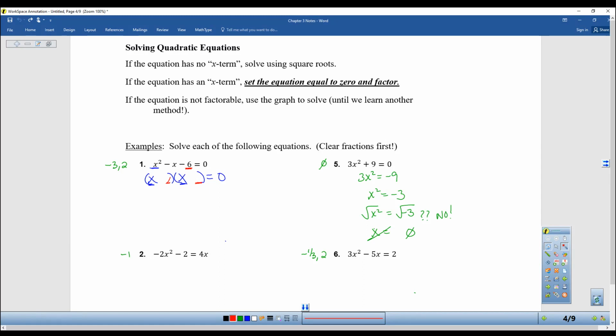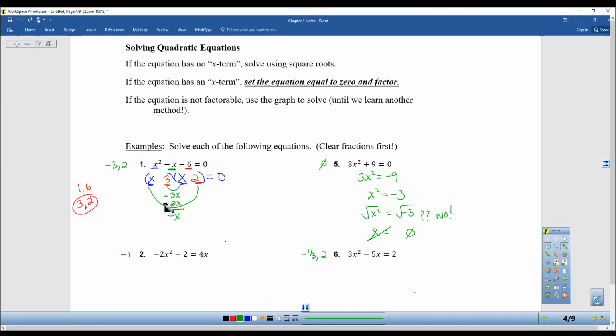Now, in that spot, I can put 1 and 6 or 3 and 2. Whenever you're trying to decide, start with the numbers that are closest together. So I'm going to start with the 3 and the 2. And then the inners and the outers always have to add up to the middle term. So I'm trying to get a negative x. They're adding up to that middle term. How could I do that?